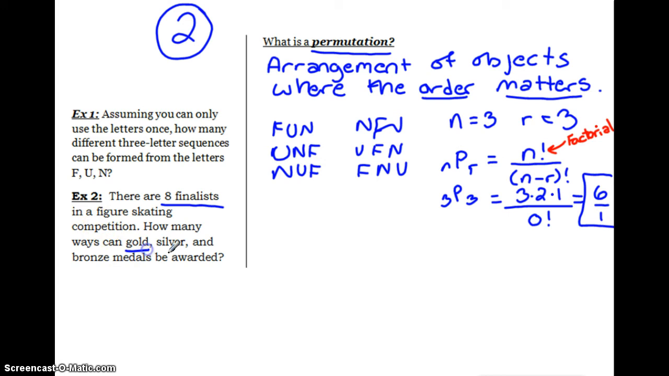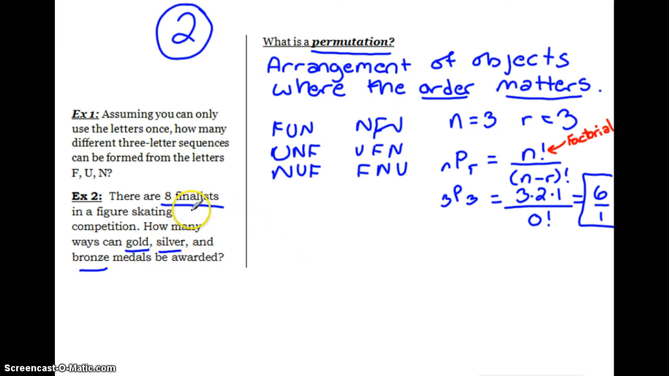They're trying to get gold, silver, or bronze. Well, the order definitely matters in this case because gold is different than getting a silver, right? So we don't want one finalist who thinks they're going to get a gold to get a silver. That is not the same. So the order does matter how we pick them.